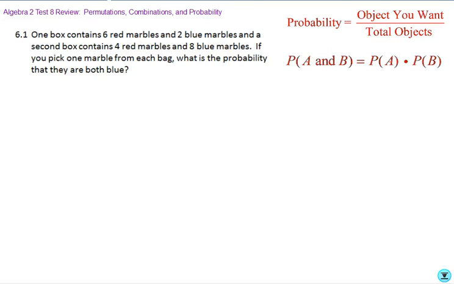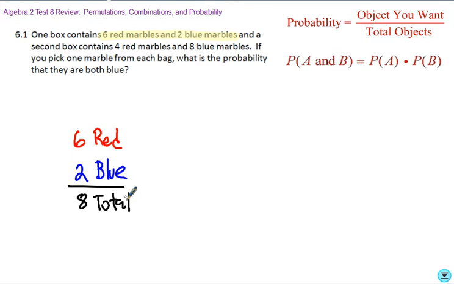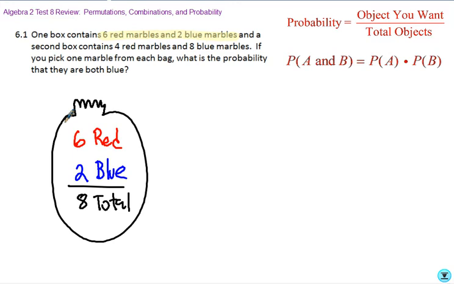Well, there's one bag that has 6 red and 2 blue. So what I would do is I would draw one bag, and I've got 6 red, and then I've got 2 blue. And so in this bag, that means there's a total of 8. And here's my bag. I don't know why I draw bags like that. It's not a pumpkin, who knows.